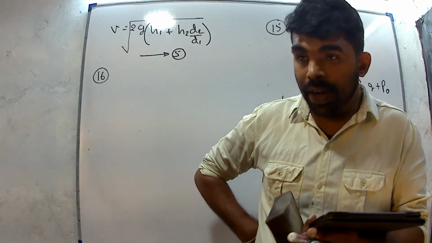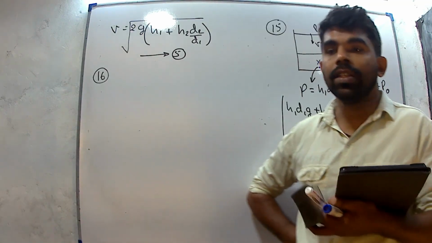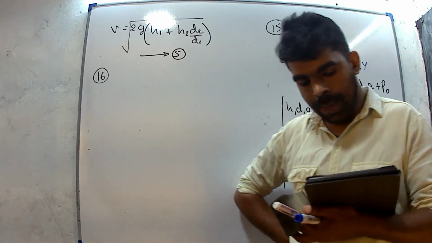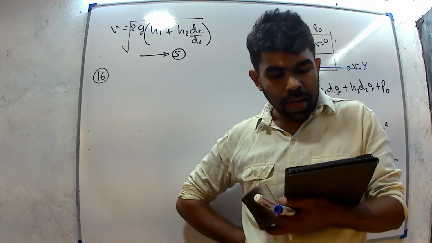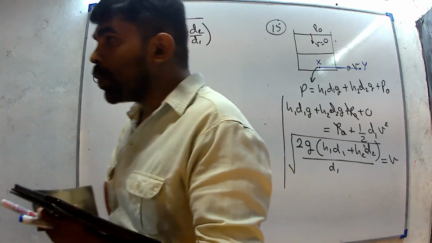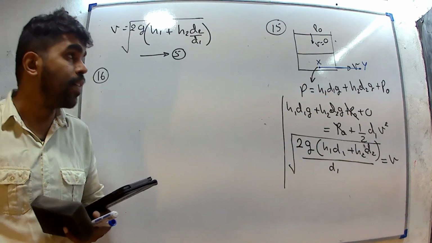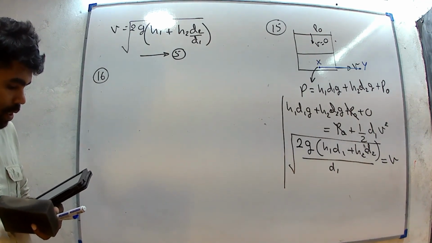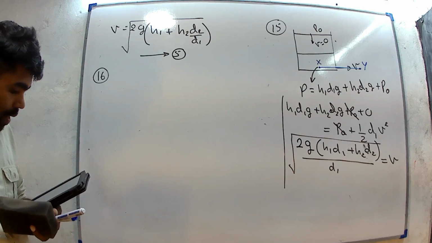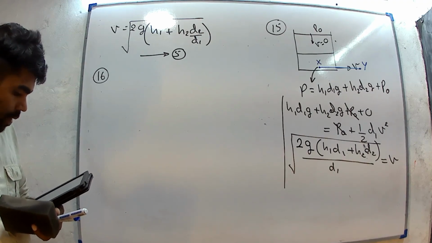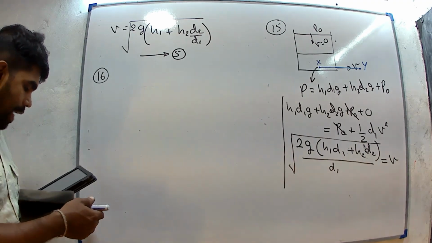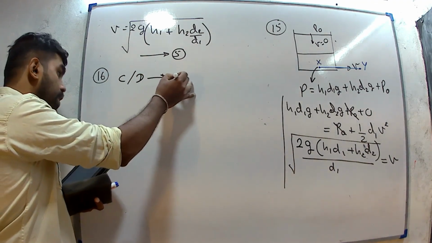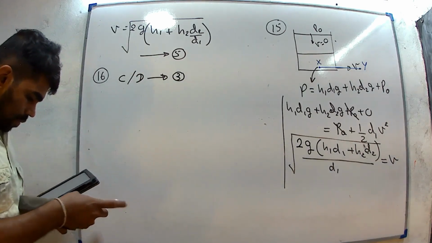First one and second one, A and B: we can't use Bernoulli's principle to explain A and B because it is due to the continuity equation, A1 V1 should be equal to A2 V2. It is not a result of Bernoulli's principle. But C and D are due to Bernoulli's principle. Then we can get C and D only. Answer is 3 for question number 16.